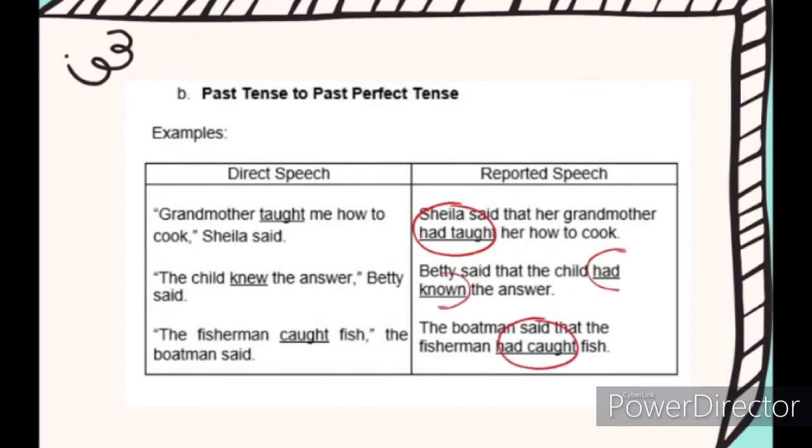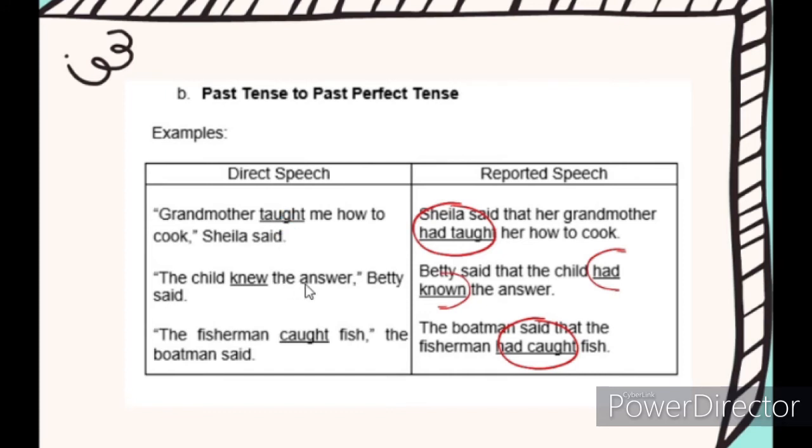The second tense of verb is from past tense to past perfect tense. Example, the sentence in direct speech, "Grandmother taught me how to cook," Sheila said. In direct speech, the verb taught is in simple past tense. In reported speech, it will be past perfect tense. Had taught is the past perfect tense of taught.